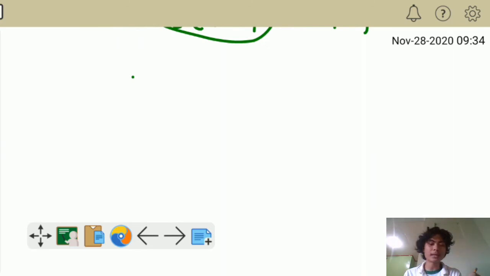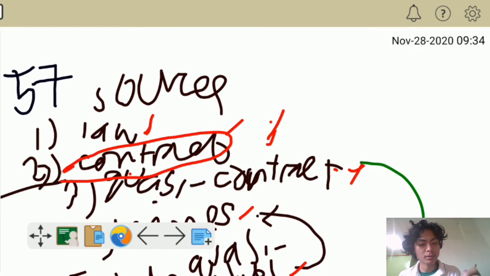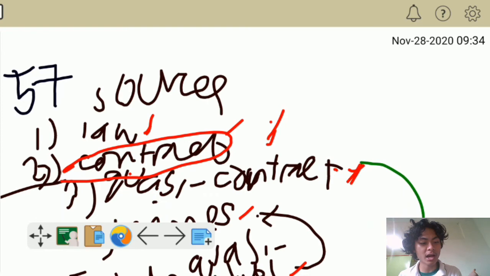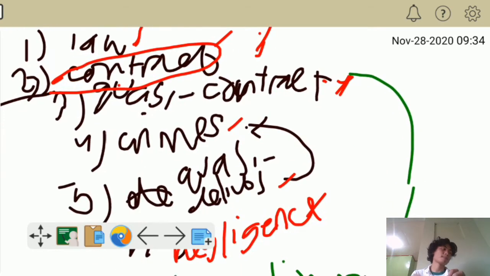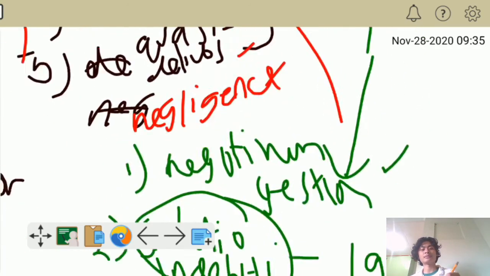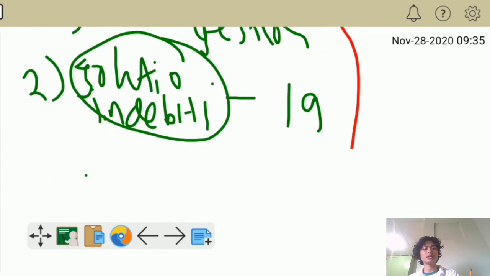Next, check natin tong quasi-contracts. Let's move on sa crimes. Example ng crimes, nakapatay ka ng tao, nagnakaw ka ng kotse. So, in case of crimes, we have obligations. We have 3 obligations sa crime.